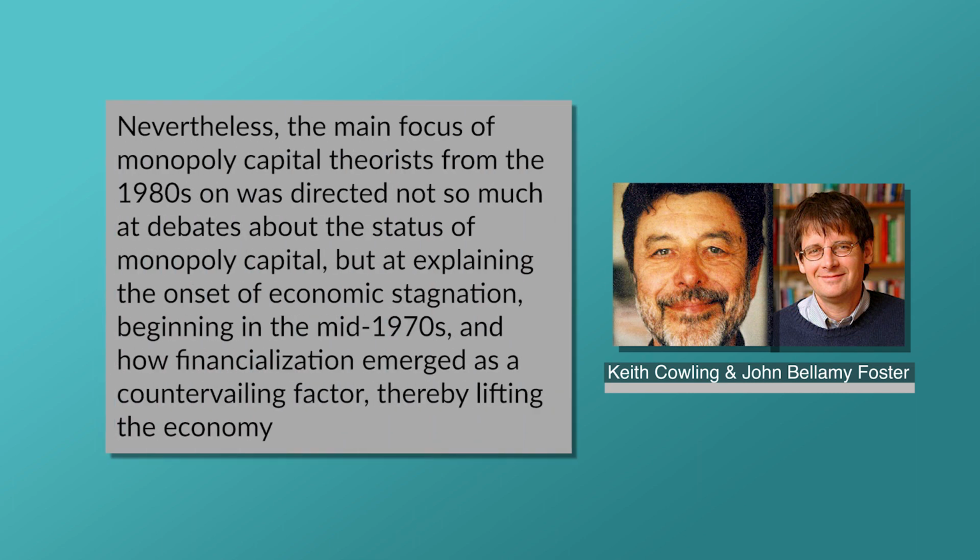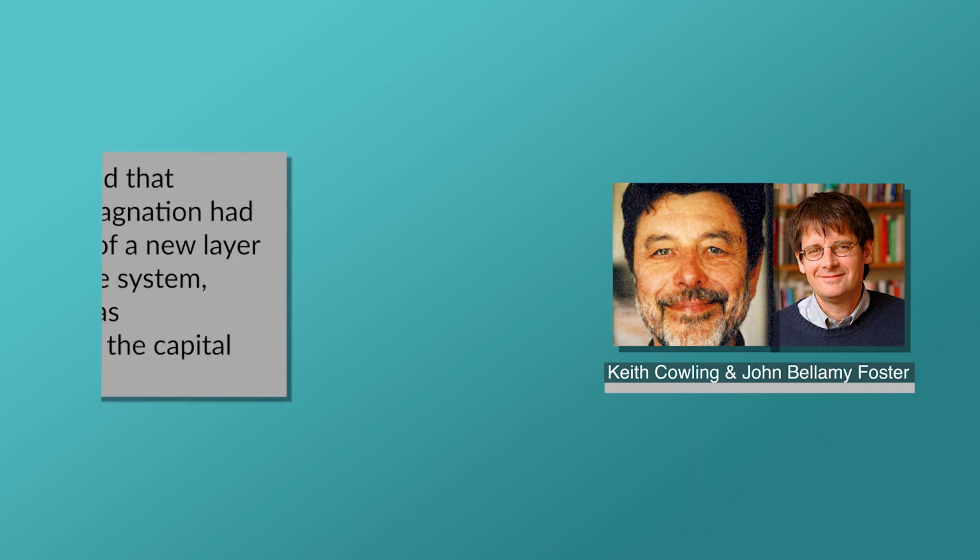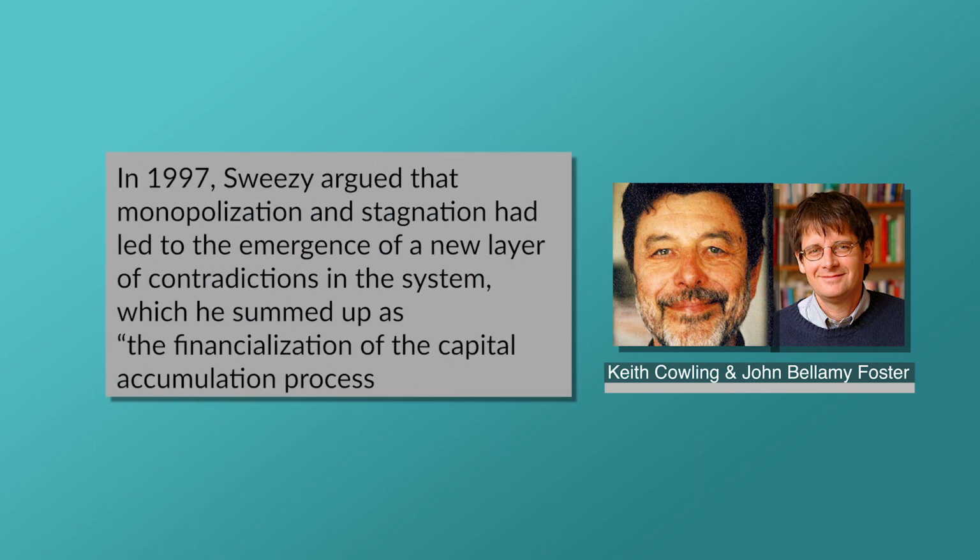Nevertheless, the main focus of monopoly capital theorists since the 1980s was not directed so much at debates about the status of monopoly capital, but at explaining the onset of economic stagnation beginning in the mid-1970s and how financialization emerged as a countervailing factor, thereby lifting the economy. Key works in this regard were Magdoff and Sweezy's Stagnation and the Financial Explosion in 1987, followed by The Irreversible Crisis in 1988. In 1997, Sweezy argued that monopolization and stagnation had led to the emergence of a new layer of contradictions in the system, which is summed up as the financialization of the capital accumulation process.